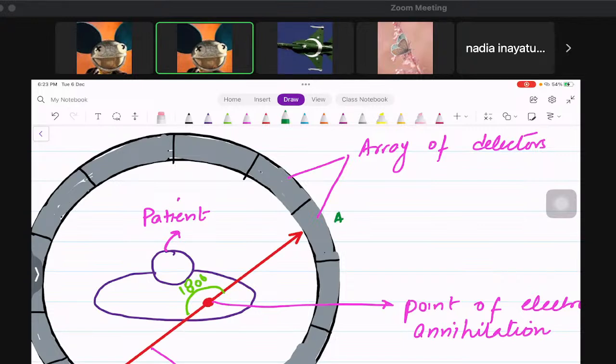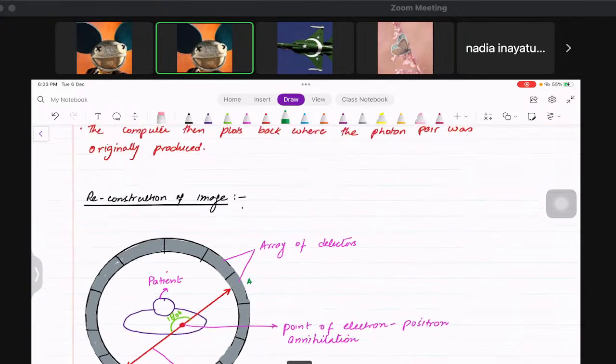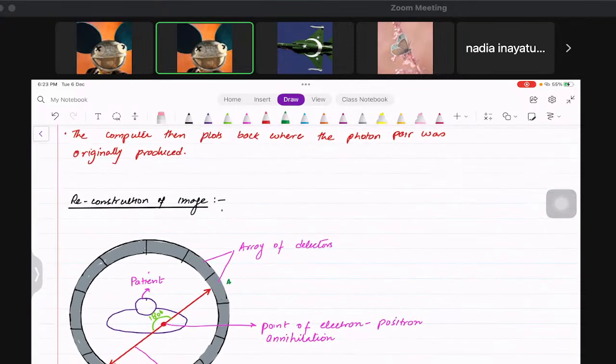So the difference of the time between the two detectors where they arrive helps the computer to know exactly which point this photon is coming from. So if there are a lot of photons coming from a single point or area, then of course that is where the cancerous or mutated cells are. So this is just telling you how it's done, and I'm going to write it now.